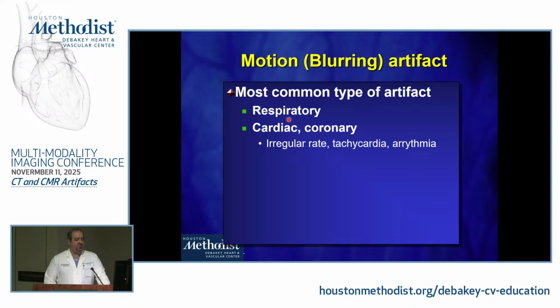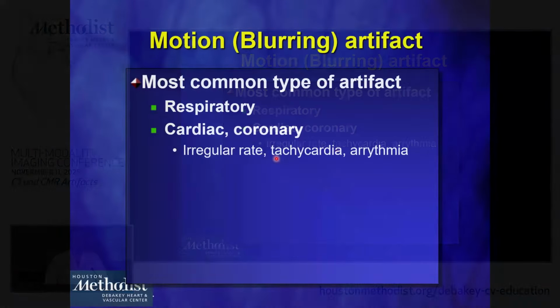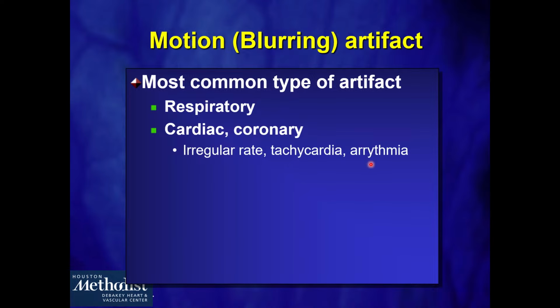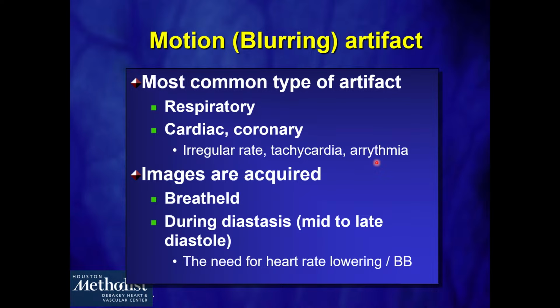Typically respiratory motion is one of the things that can happen if the patient is not able to hold their breath. And number two, motion of the heart itself and motion of the coronary arteries. When does this happen? If the patient has an irregular heart rate, if the patient is tachycardic, so the heart rate is fast, or if the patient has any arrhythmias, whether sinus, ventricular, or atrial arrhythmias.